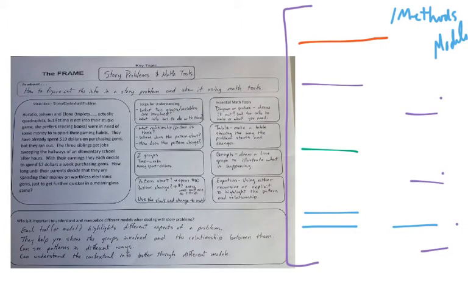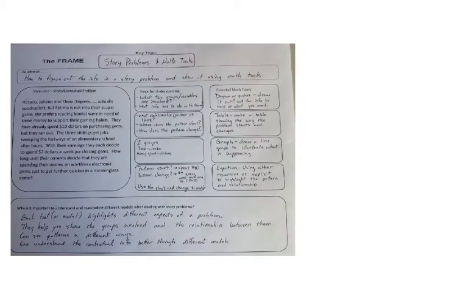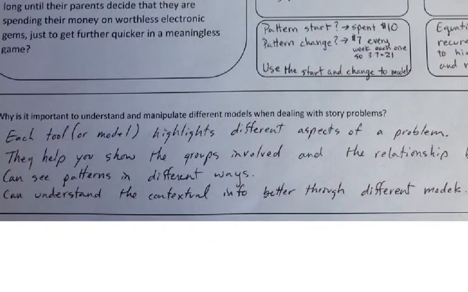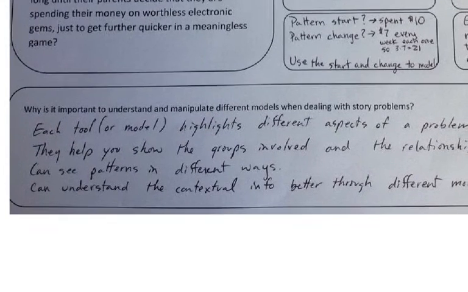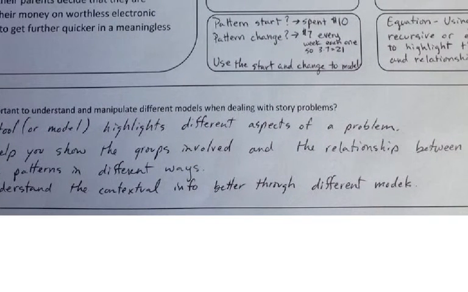So, why that last box on the bottom? Why is it important to understand and manipulate different models when dealing with story problems? Okay, well, each tool or model highlights different aspects of a problem. They help you show the groups involved and the relationship between them. It helps you see the patterns in different ways, and helps you understand the contextual information better through the different models. Okay, so these models aren't the result, they're not the end, they're the means to the end.